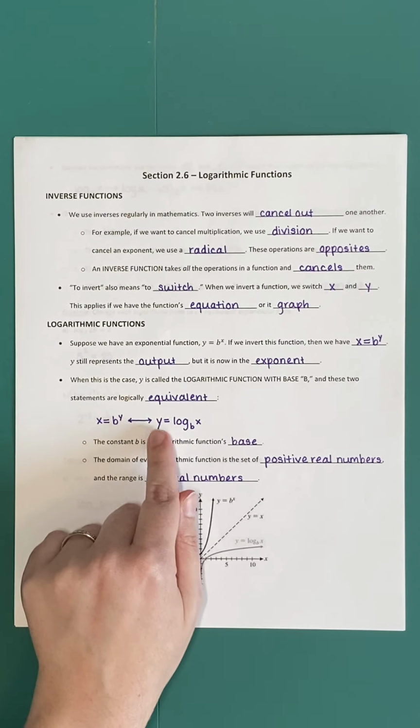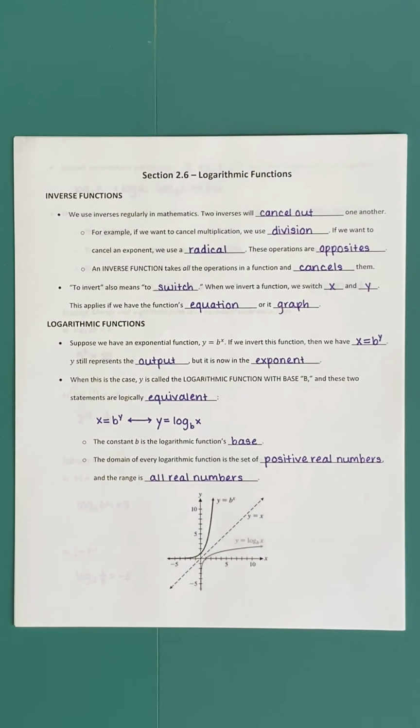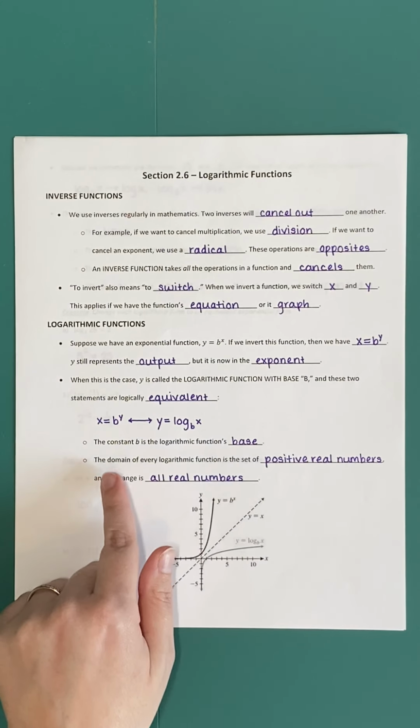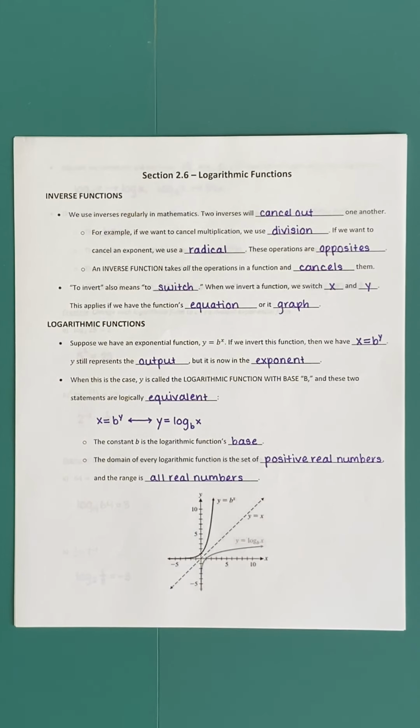Now, if we think of this as its own function, every function has a domain, every function has a range. The domain of a logarithmic function is going to be the set of all positive real numbers. So that's going to be numbers that are strictly greater than 0. We can plug in fractional values. We just can't plug in anything that's 0 or less than 0. So the domain is positive real numbers, and then the range is going to be all real numbers.